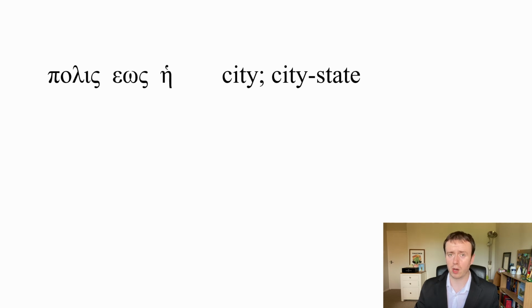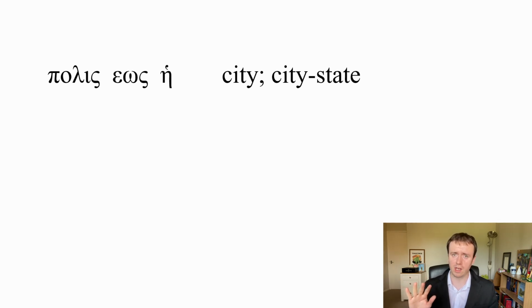Here is the noun polis, which means city or city-state. Now, before we discuss how to recognise this as a 3E noun, let me just say that you might be wondering what a city-state is. And there, let me say that ancient Greece was not one politically unified state, but rather it was composed of many city-states, like Athens and Sparta, for instance.